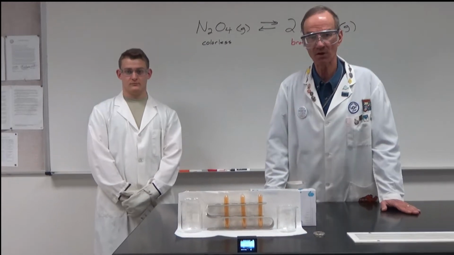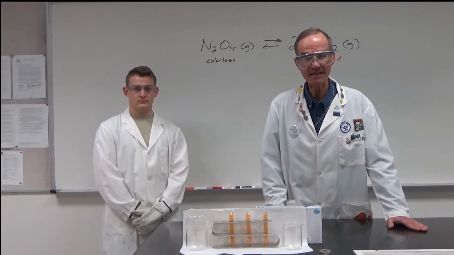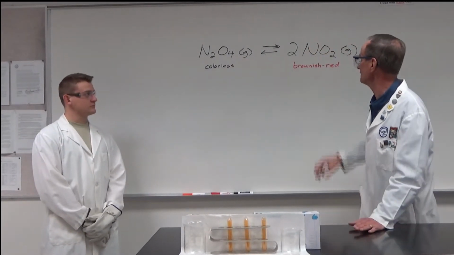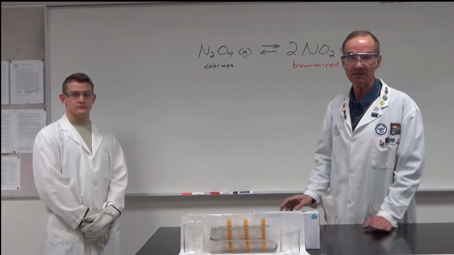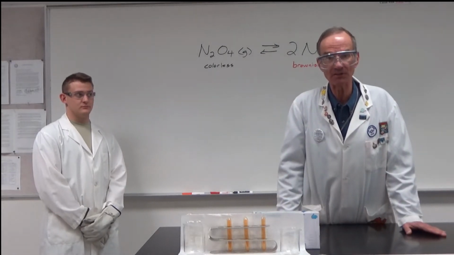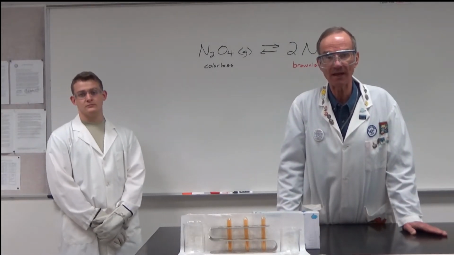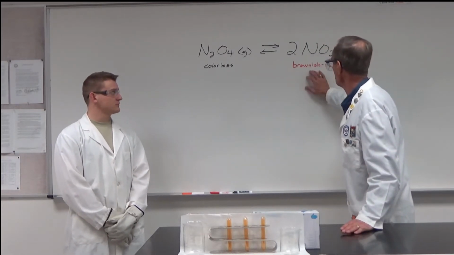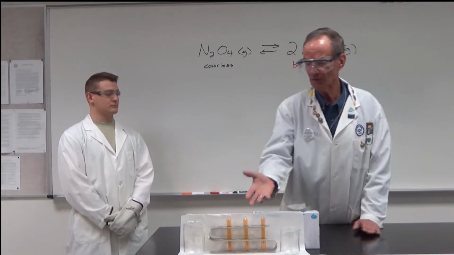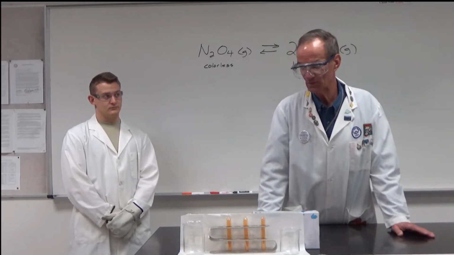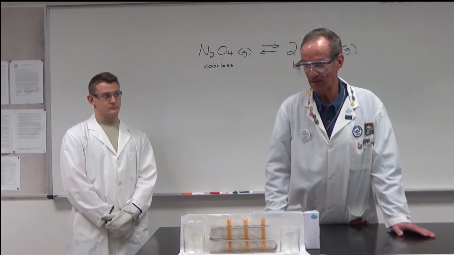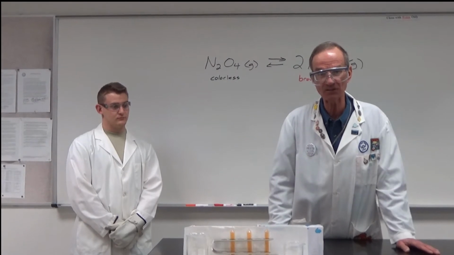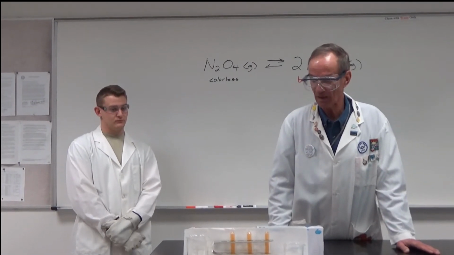In this demonstration, we're going to look at the effect of temperature on the equilibrium of the reaction of dinitrogen tetroxide decomposing into nitrogen dioxide. Dinitrogen tetroxide is a colorless gas, colorless liquid, and when it decomposes into nitrogen dioxide, which is a brownish red color. In front of us right here, we have three tubes at the same pressure of the N2O4 in there. Dinitrogen tetroxide, by the way, is used as an oxidizer on some rocket propellant combinations.